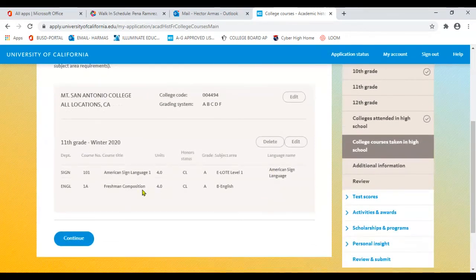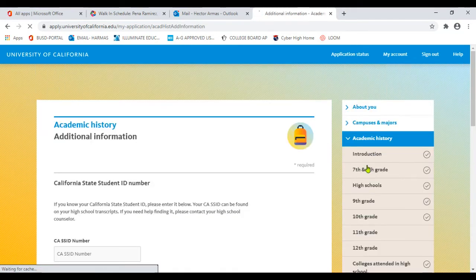So then it gives me a summary that during this last semester of my 11th grade, I took 2 dual enrollment classes. During the second semester, I took English and American Sign Language. So that's how it's shown on here. Now what I'm going to do is go to additional information and see what that says.